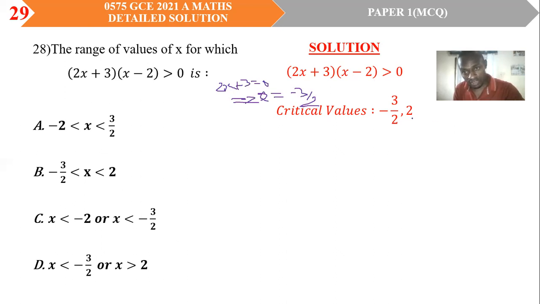Also, to get the critical value 2, we apply the principle of factorization here, which says that either 2x plus 3 is equal to 0 or x minus 2 is equal to 0. Now this one, x minus 2 is equal to 0, gives x to be what? It gives x to be equal to 2. So this value of x equal to 2 is this critical value.